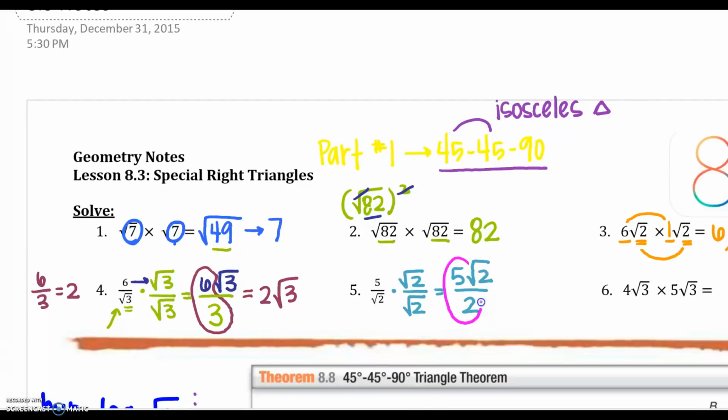Can these two talk to each other? I could simplify that and say 2.5 square root of 2, but you can also just leave it as 5 square root of 2 over 2.